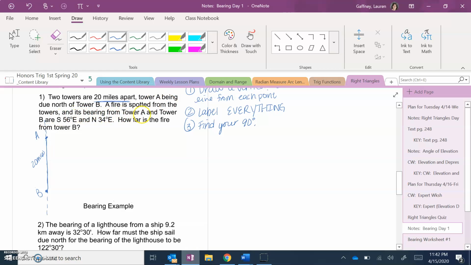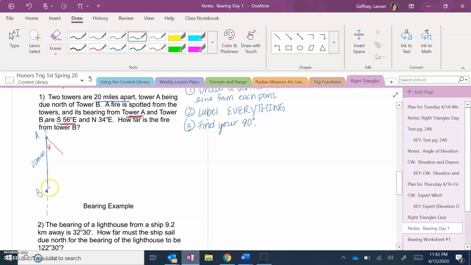It's bearing from Tower A. So I'm going to focus on Tower A here. Okay, so it's bearing from Tower A is 56 degrees east of south. So if I'm looking south at Tower A, 56 degrees east is going to be over here. So like this. Okay.